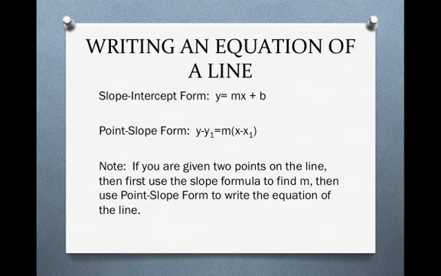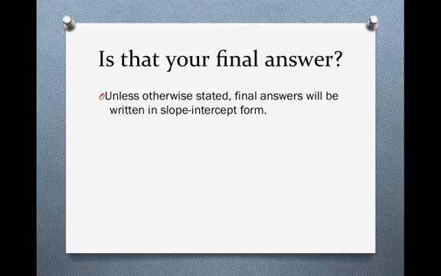Now, unless you are told otherwise, final answers will be written in slope-intercept form. So before you decide something's your final answer, unless you're told to leave the answer in point-slope form or in standard form, the default is slope-intercept form. If it says to leave it in slope-intercept form, or if it doesn't say what form to leave it in, the default is slope-intercept form.